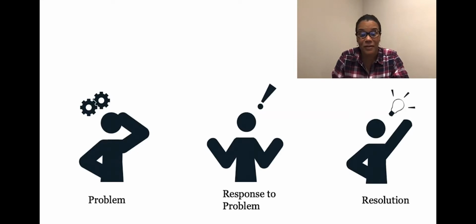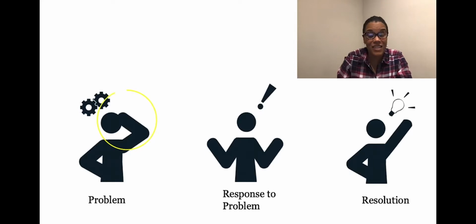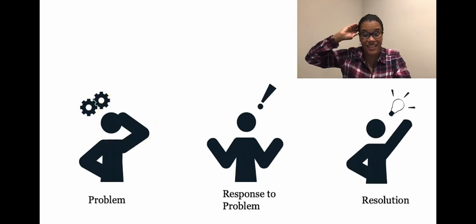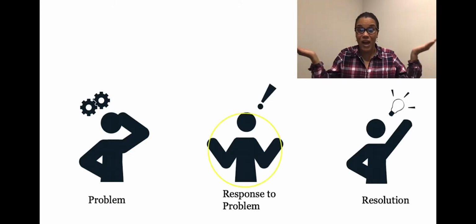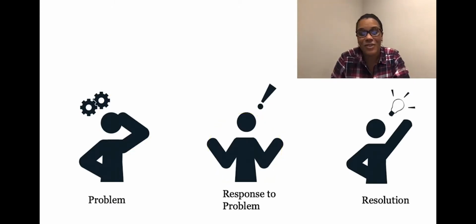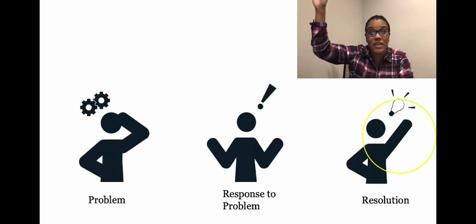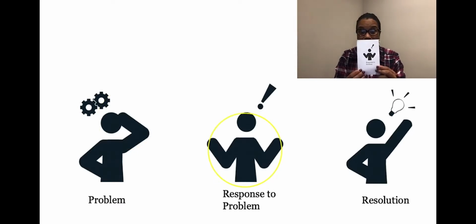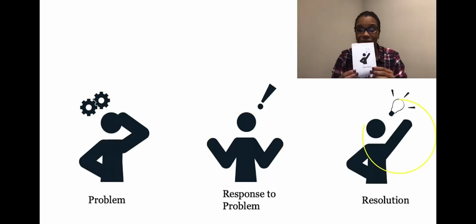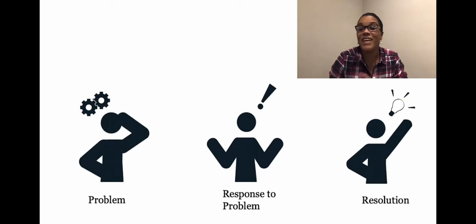Let's review those now. For a problem, you will see that the arm is bent touching the head. For the response to the problem, you will see that the arms are out. And for the resolution, you will see that the arm is raised. Let's review them one more time. Problem, response to problem, and resolution.